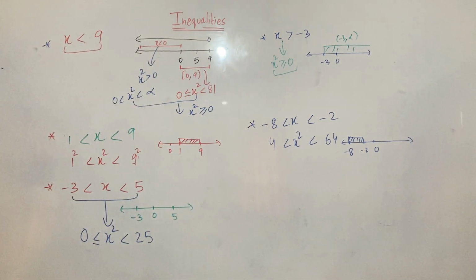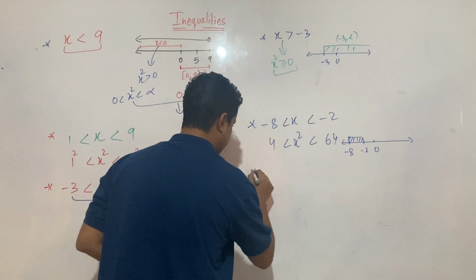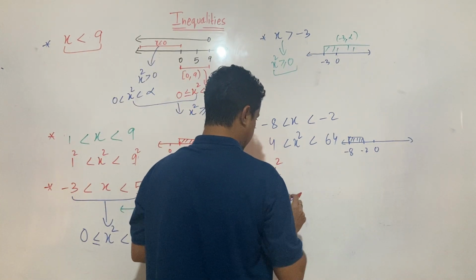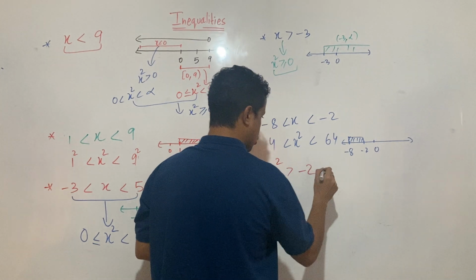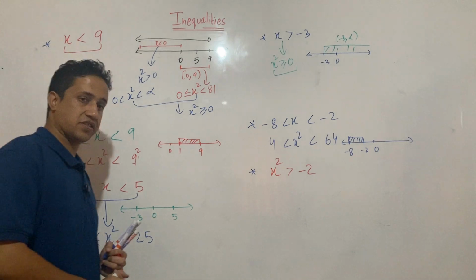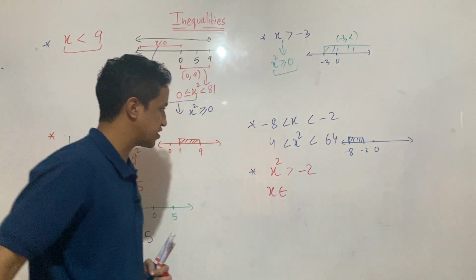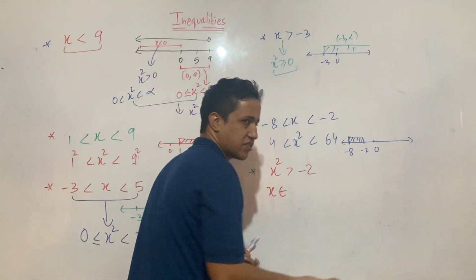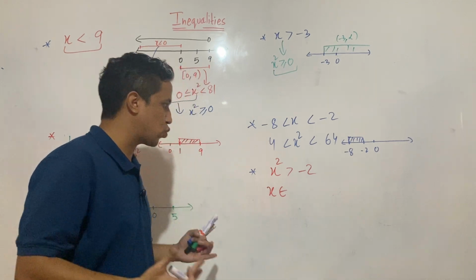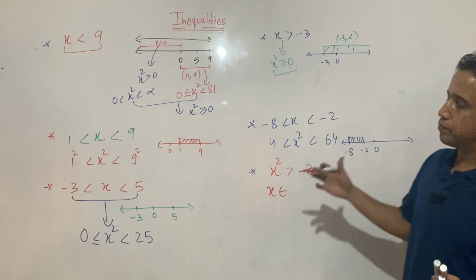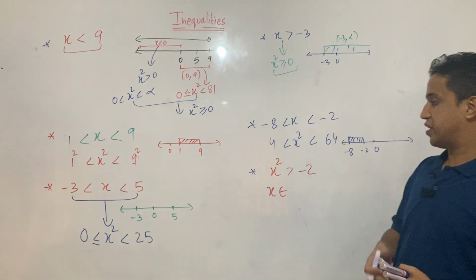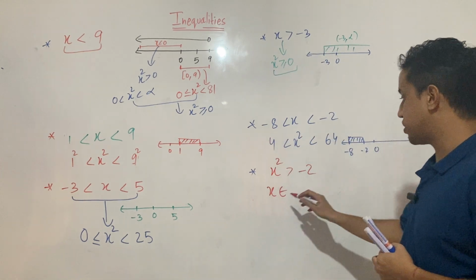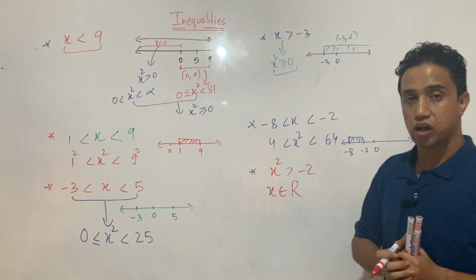Now, if I ask you, if x square is greater than minus 2, then what's going to be the value of x? Now see here, if x square is greater than minus 2, I mean x square is always greater than 0, right? It is always going to be greater than 0 because x square gives you a positive number. Even if x is negative, x square is always going to give you positive values. So here I can say that x will belong to all the real numbers.